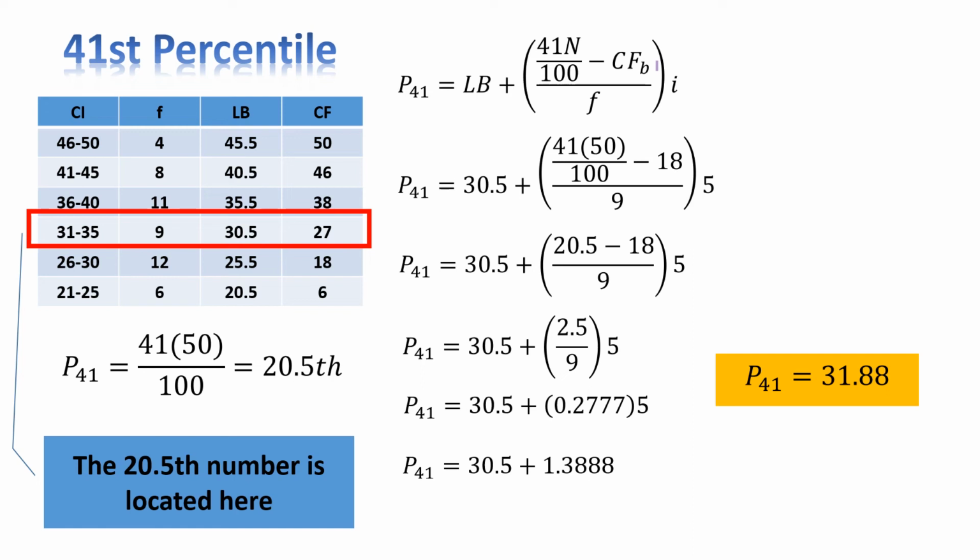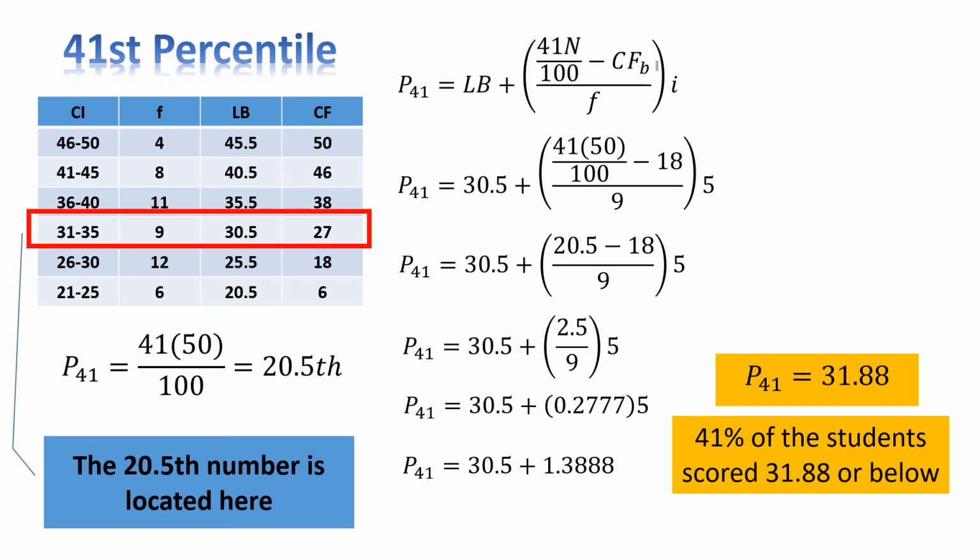And ano yung ibig sabihin ng P sub 41 is equal to 31.88. So, ibig sabihin yan, 41% ng mga nag-take ng test ay may score na 31.88 pababa.